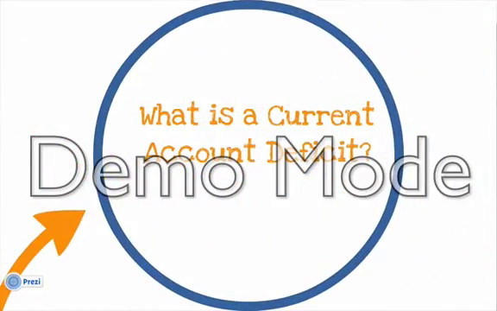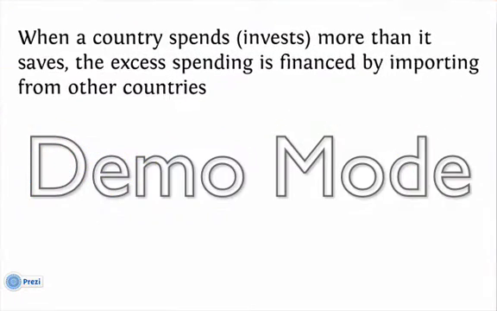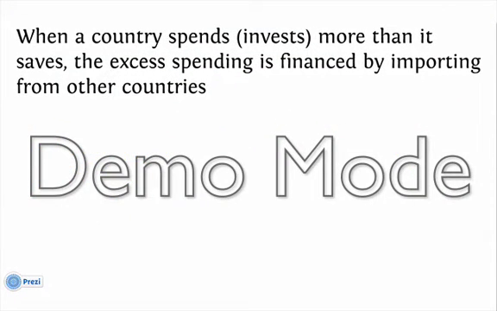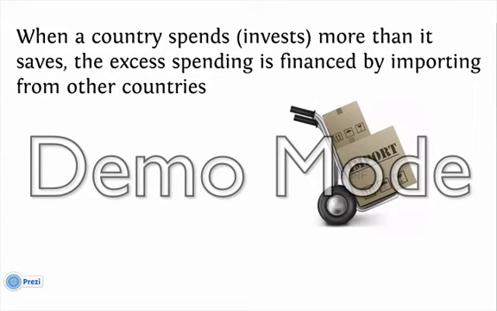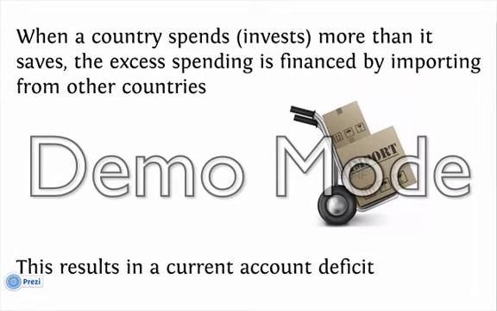So what is a current account deficit? Well, when a country spends or invests more than it saves, this excess spending or excess consumption needs to be financed by importing from other countries. So if you're wanting to consume 100 microwaves a year, but you only can produce 80, well, the remaining 20 come from overseas, and that's what results in a current account deficit, where a country is, through its own production, unable to satisfy demand.